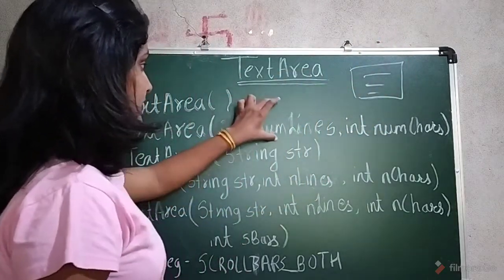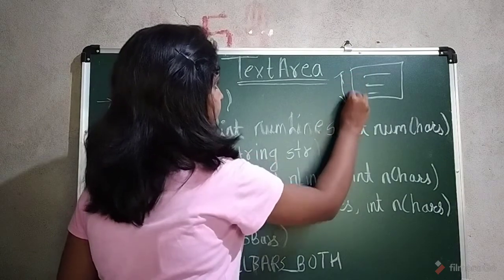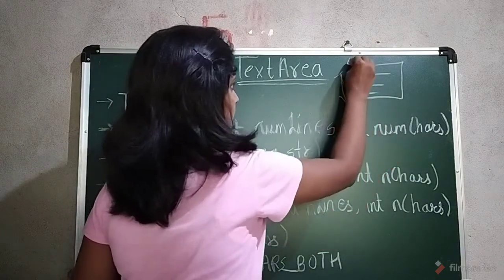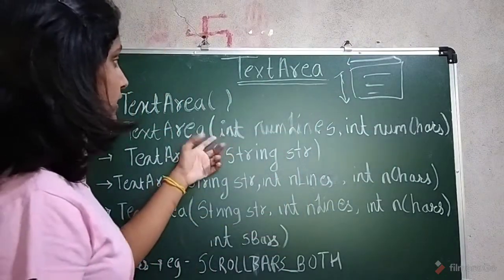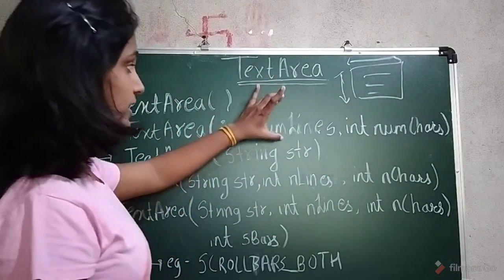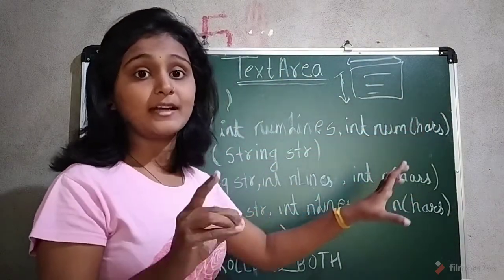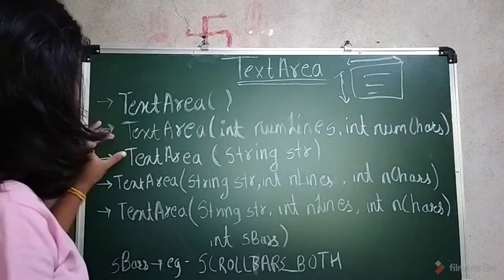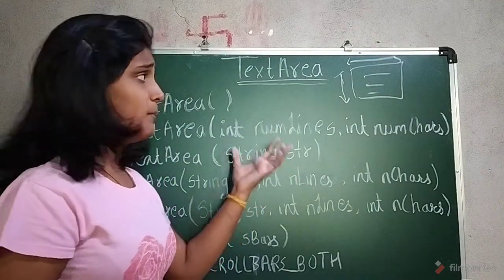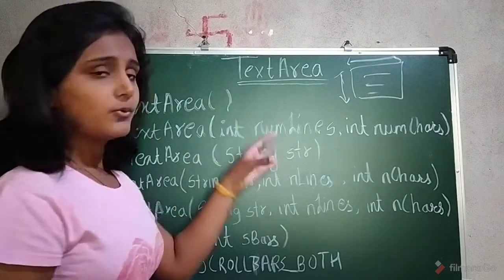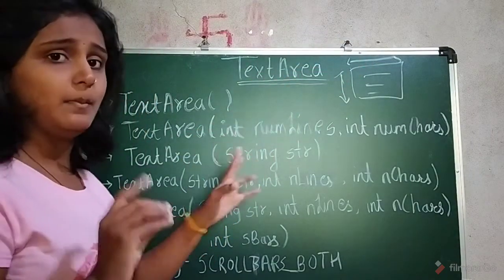Now number of lines means here it will be your height, and this one will be your width. That means number of characters and number of lines. So here also it is very important that the first one is the number of lines, and then the second parameter is the number of characters. So just remember this also. The third one is a text area with a string. Here you have to pass the string that you want to be there by default in the text area. So here you can pass it in double quotes.